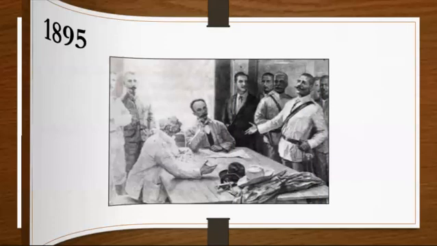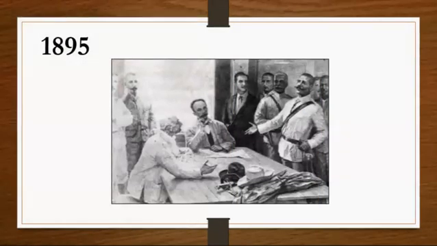In 1895, Marti returns to Cuba to participate in the revolt against Spain, and he's killed in the Battle of Dos Rios, but he becomes basically a martyr. He becomes a hero among the Cuban people.